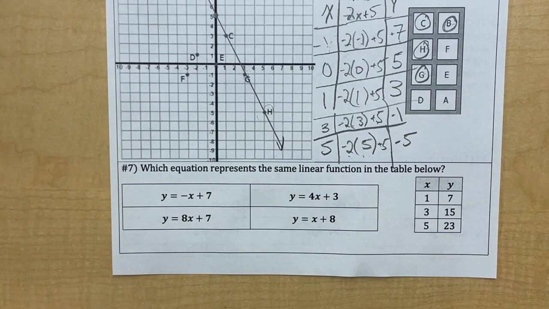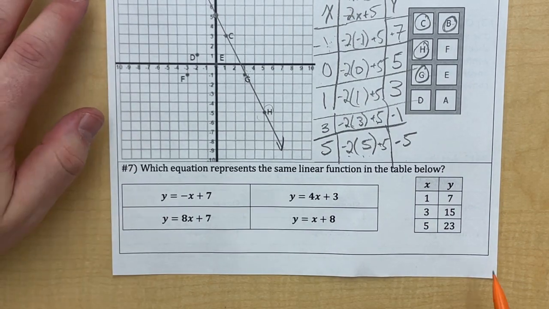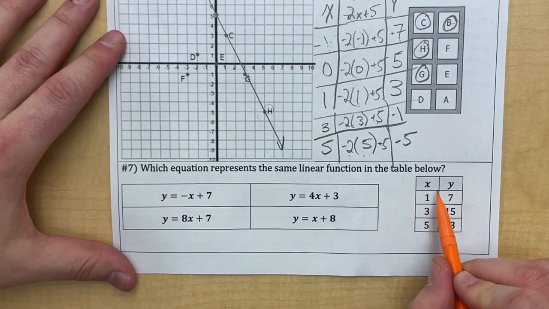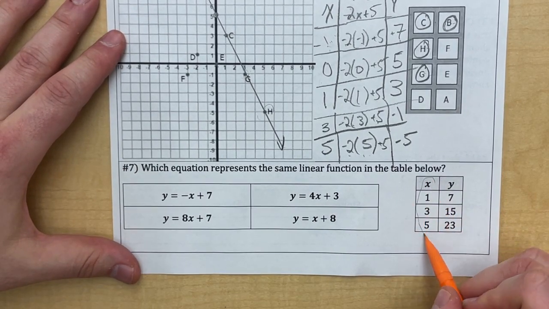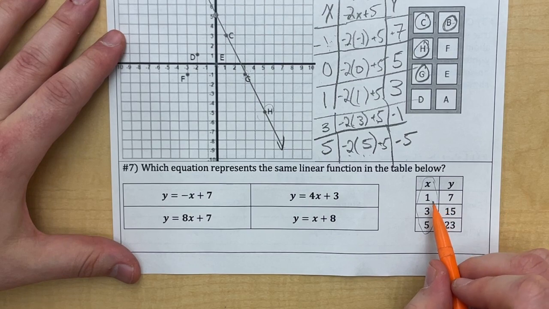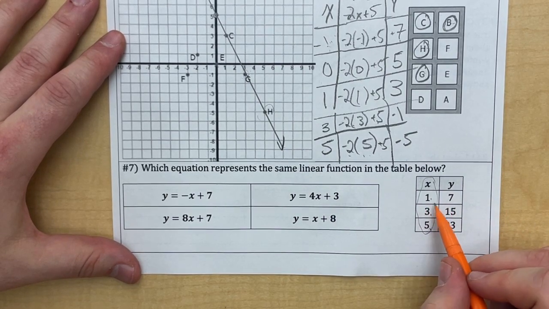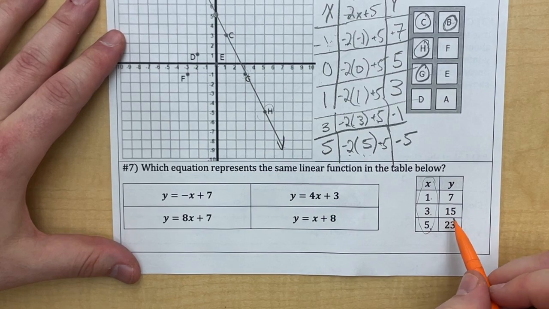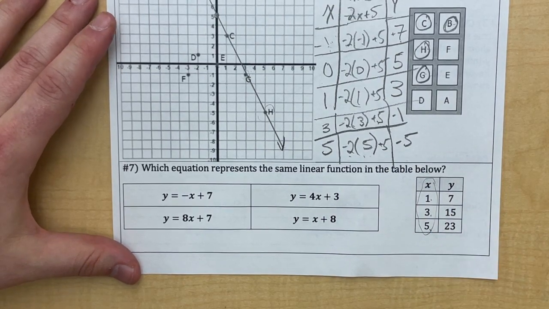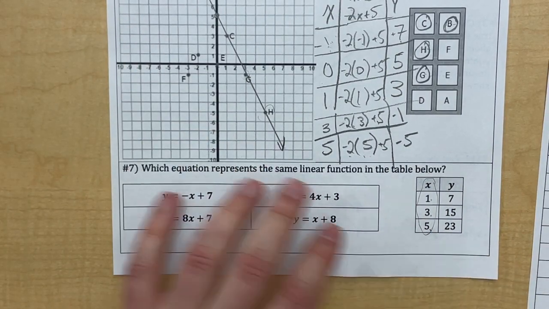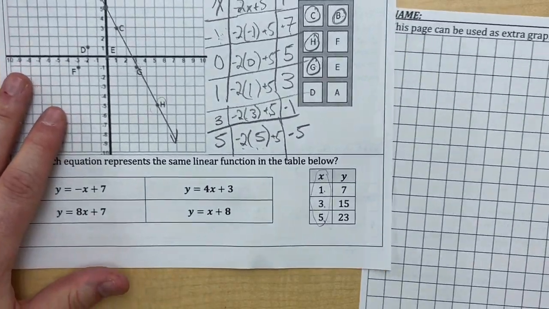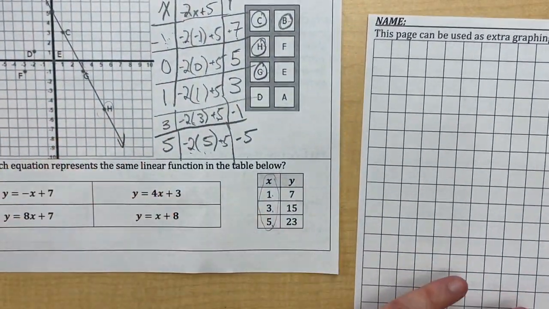And for number 7, it says which equation represents the same linear function in the table below. So the way to check this is I have to be able to plug in my x values, and it has to work for each of these x values. If I plug it in and it doesn't work, then I know I messed up. So let's do it like this. I'm going to use some of this graph paper.